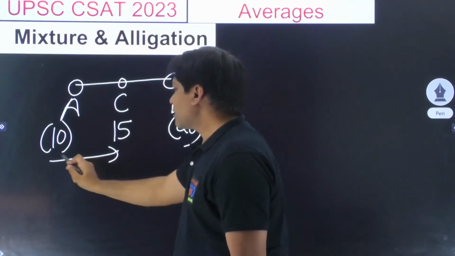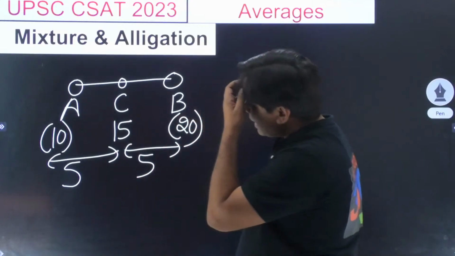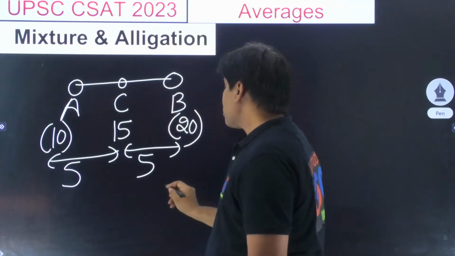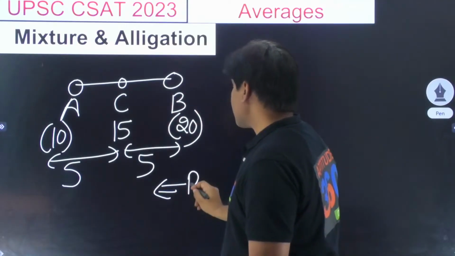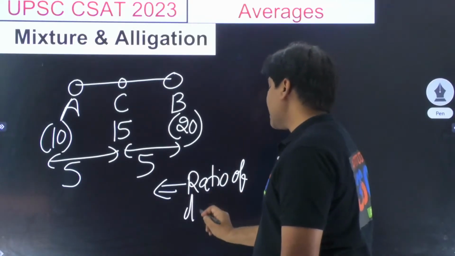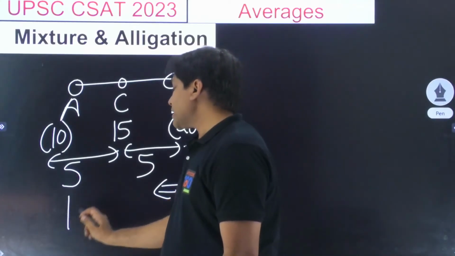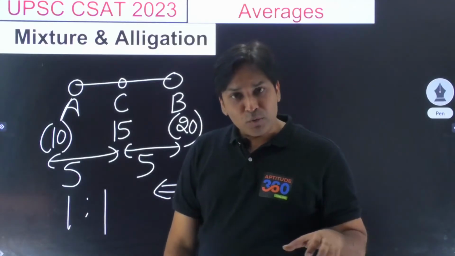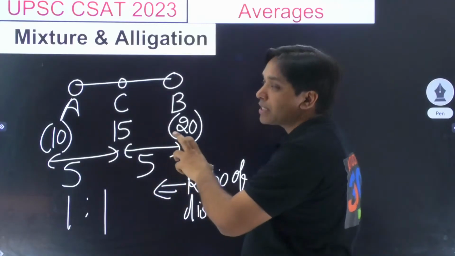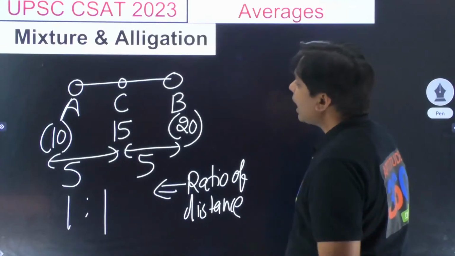So the distance between C and A is 5, and the distance between C and B is 5. So what is going to be the ratio of distances? Because I have taken a point C which is equidistant from A and B, which is the middle point of line AB, I can say very clearly that the ratio of distances is going to be 1:1. Is that okay?